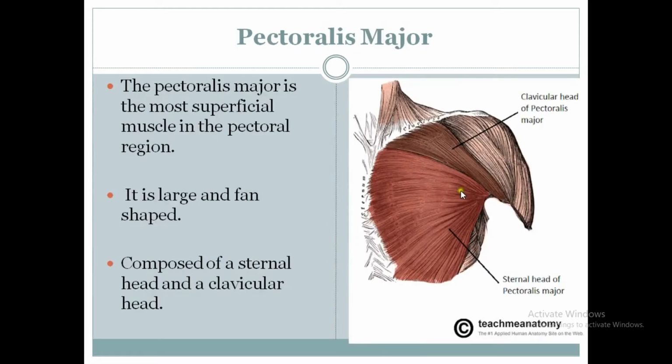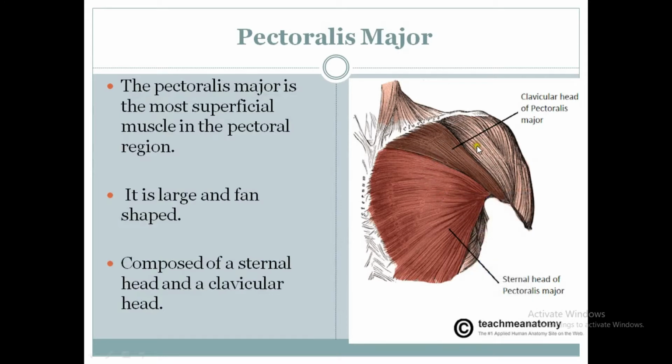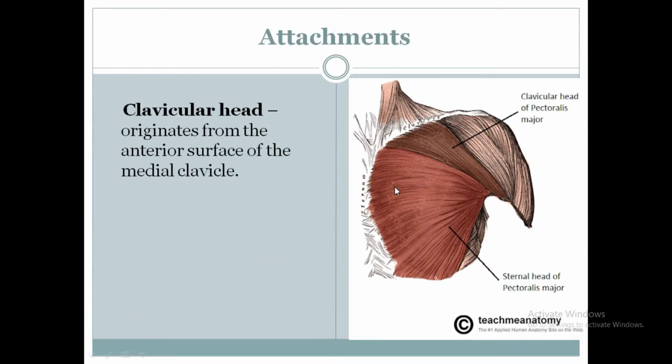The pectoralis major muscle. The pectoralis major muscle is the most superficial muscle in the pectoral region. It is large and fan-shaped. It comprises two heads. The head which is originating from the clavicle is called the clavicular head, whereas the head which is originating from the sternum is called the sternal head.